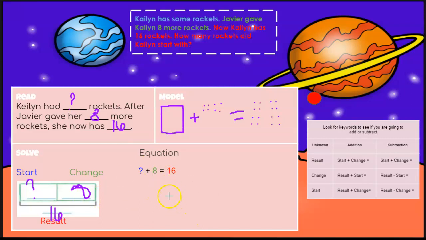So in order to figure out the answer, you can also do 16 minus 8. So you can take away 8: 1, 2, 3, 4, 5, 6, 7, 8. So I can take away these 8, and then I have 8 left. So let's do one more problem.